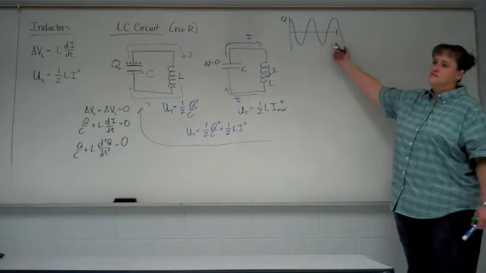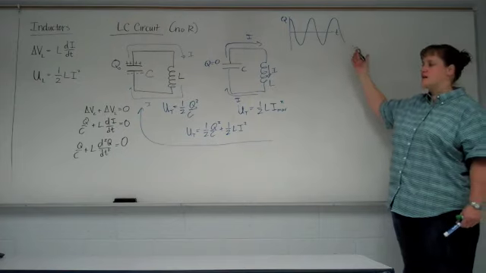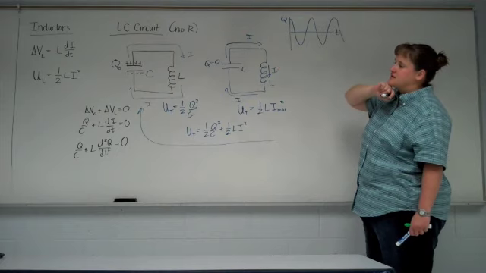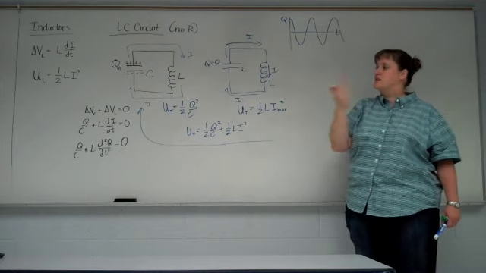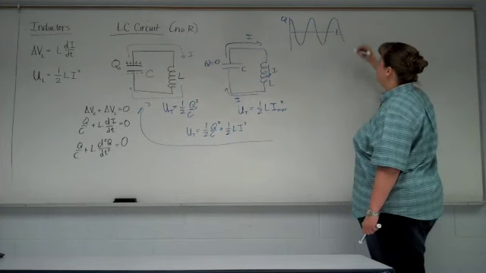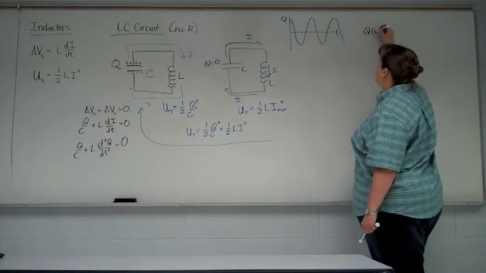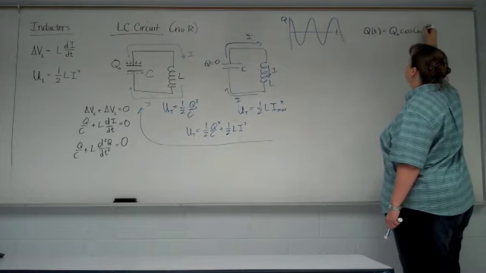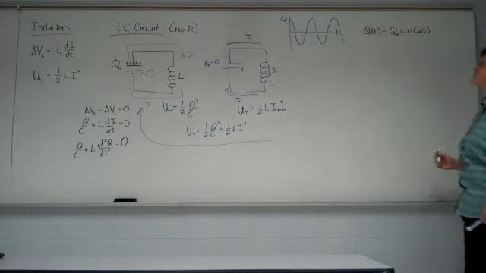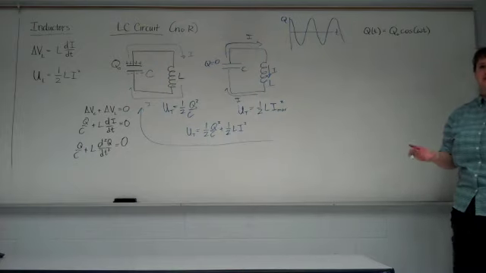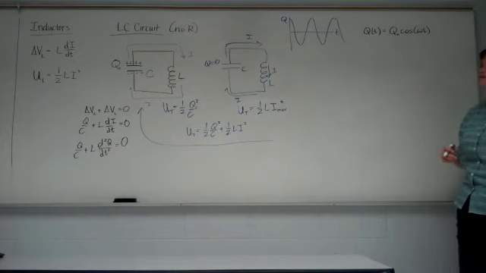Well, we already know it's oscillating, so it's going to be sine or cosine. With the way I set up the circuit, I said that the capacitor came in charged initially, and that's why I drew the graph like that. If that's the case, then the charge is some cosine function: Q naught cosine of omega t, Q naught being whatever initial charge or maximum charge the capacitor has.